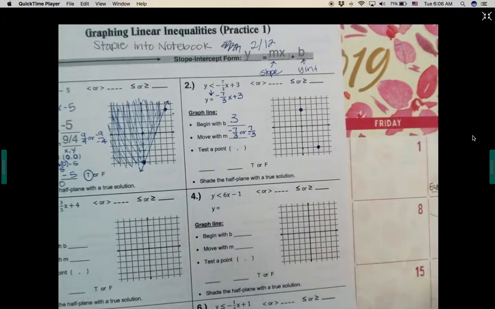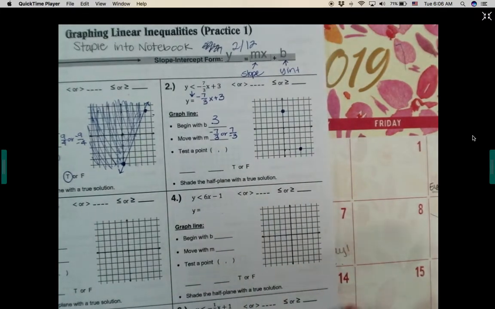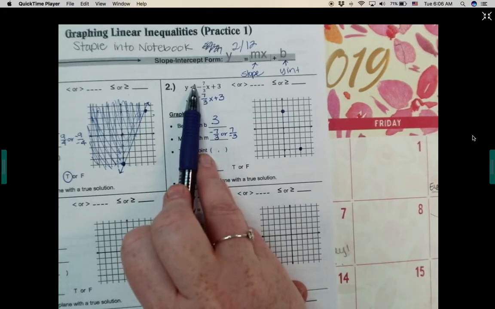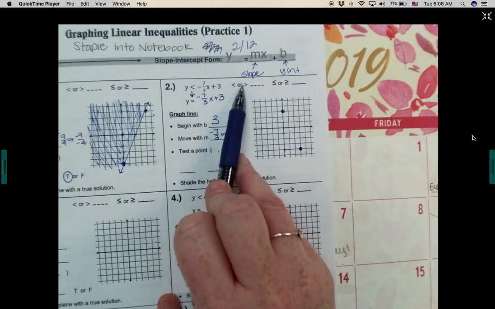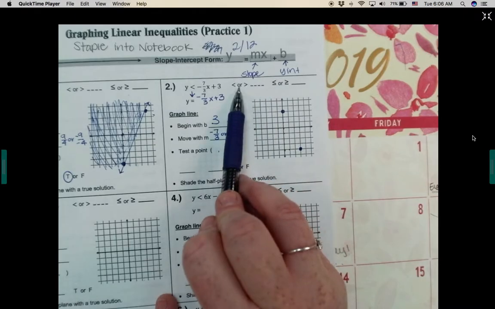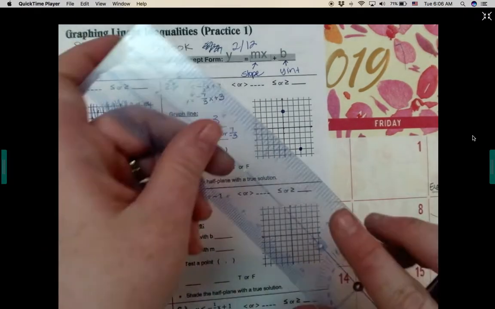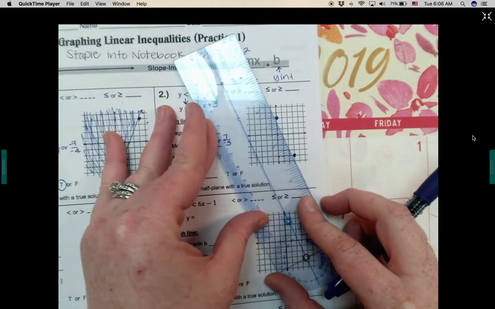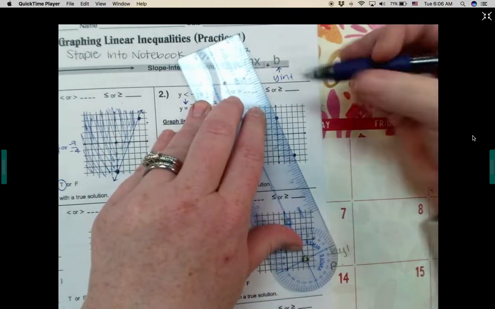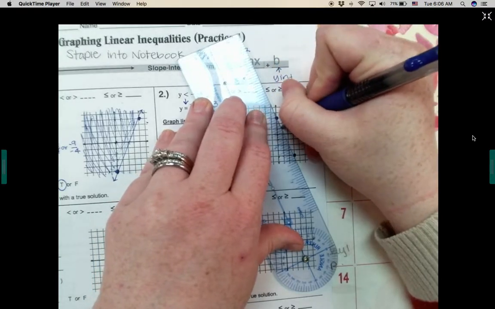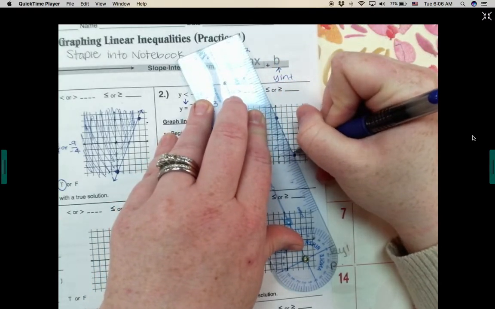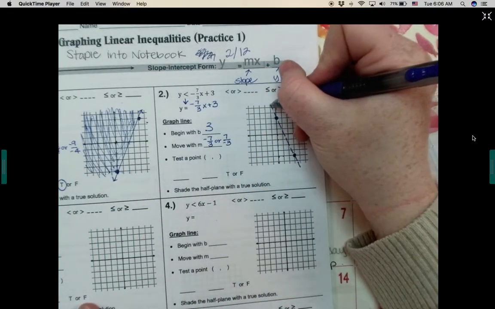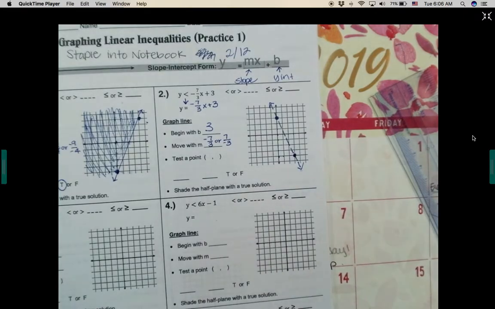Okay, so now is where it's a little different. We're going to decide, is it going to be dotted or solid? And I see that it is less than, and I look over here, anything that doesn't have "or equal to" is dotted or dashed. So I still am going to use a straight edge. Remember, I have tons of rulers if you need a straight edge. And I am just going to dash it and still put your arrows because it's still going on forever. It's just not including it.